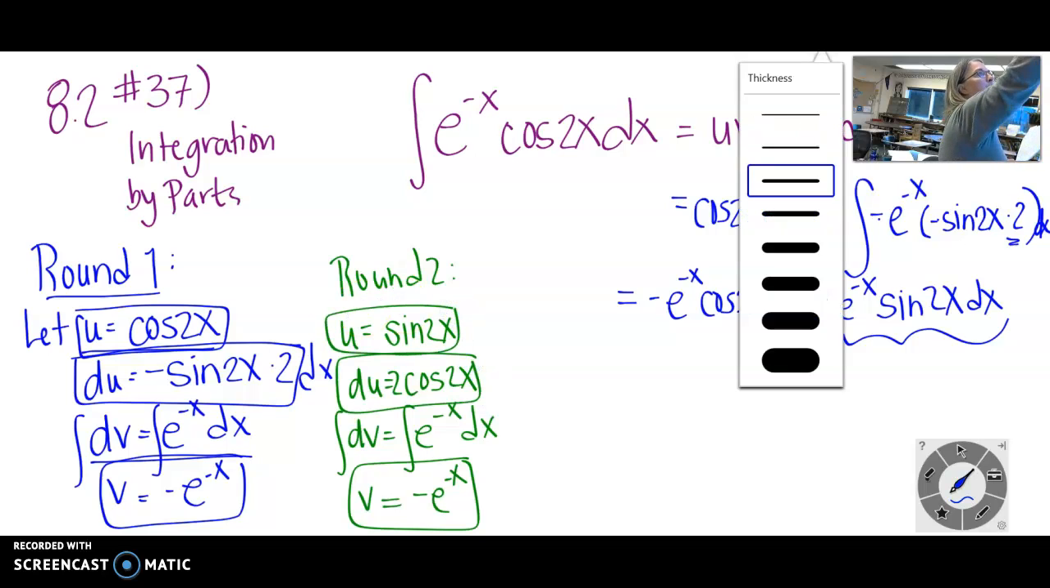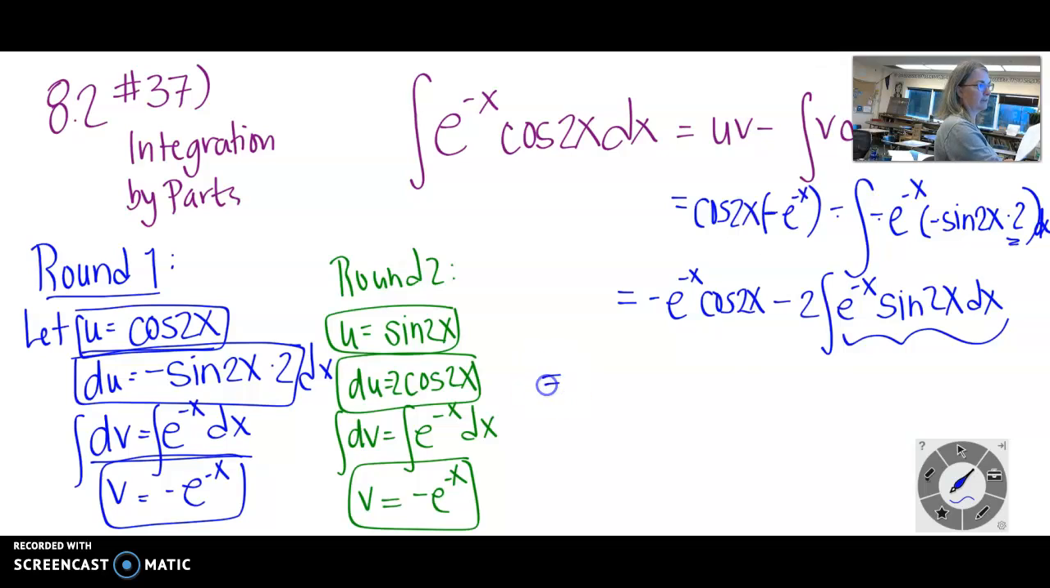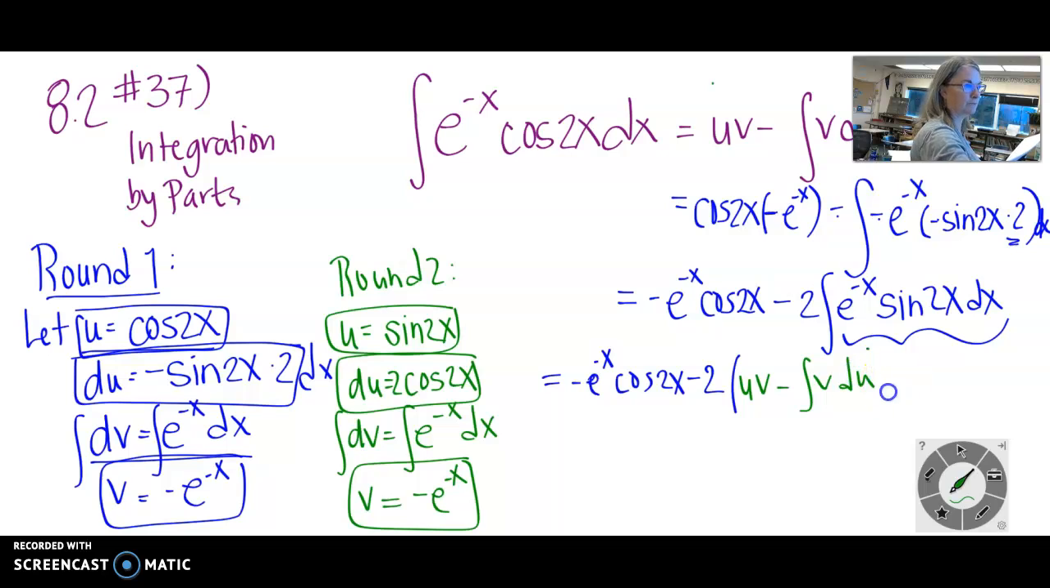So we have negative e to the negative x, that's an e, cosine of 2x, minus 2, and then to integrate this, for round 2, it's going to be uv minus the integral of v du. All right, so we have to plug this round 2 into that piece right there. So I'm going to keep this in blue.